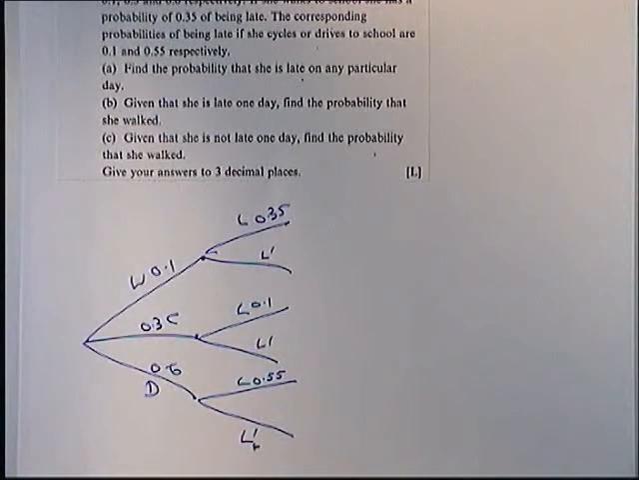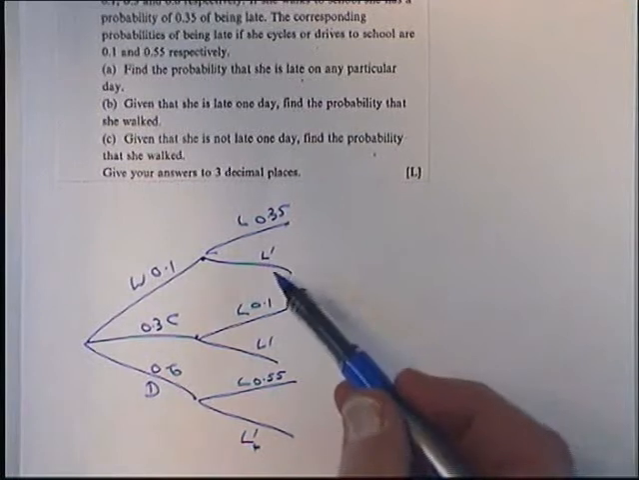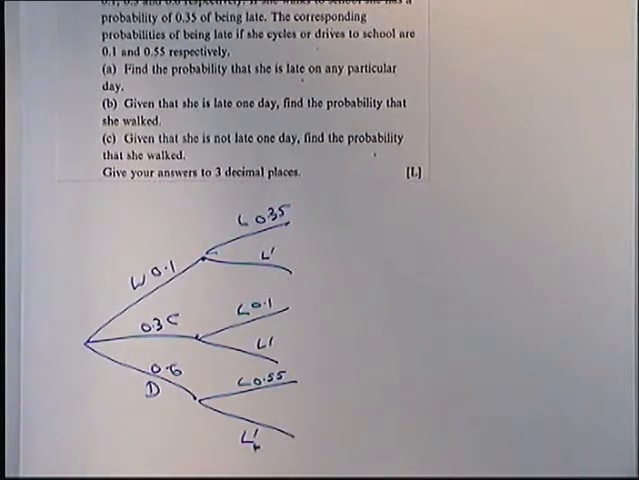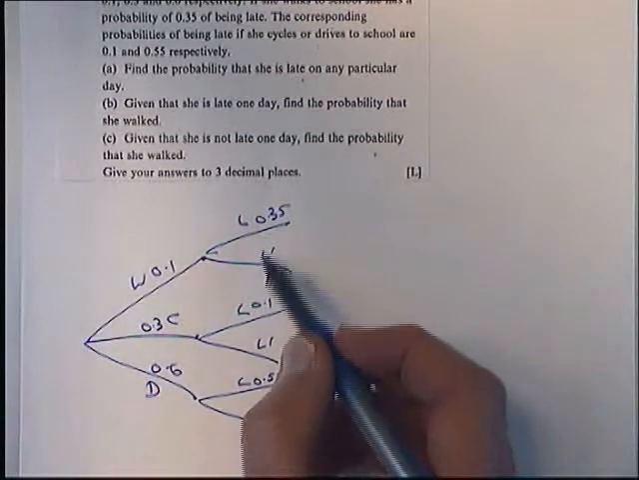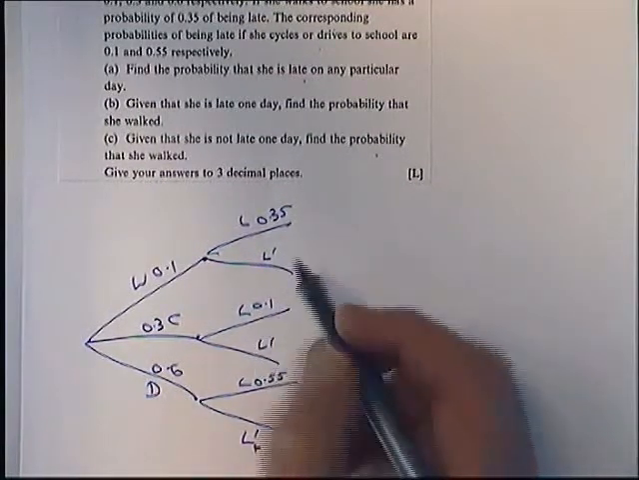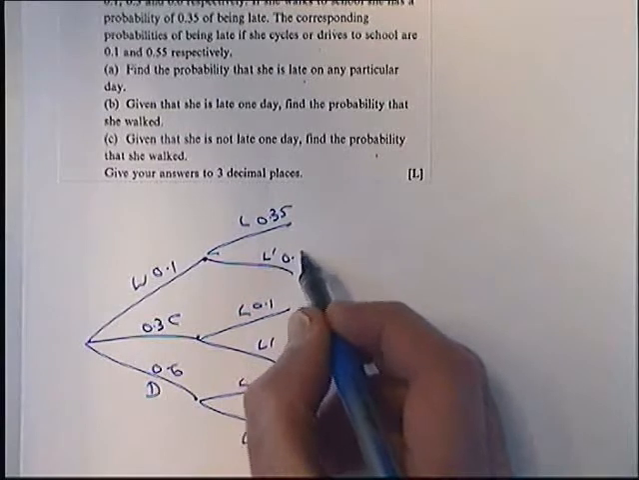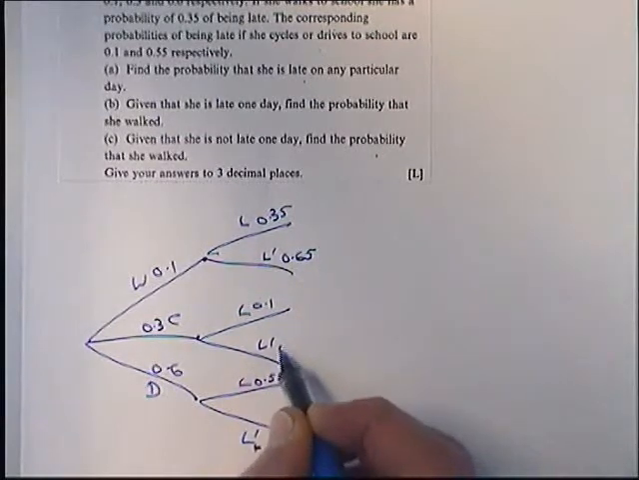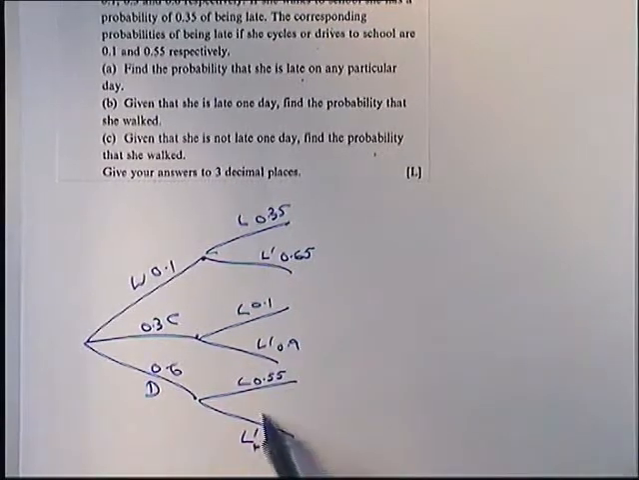How can I find all the missing probabilities on the L dash lines? How can I work those out? They all need to add up to 1. Yeah, these two need to add up to 1, they need to add up to 1. So this one here is 0.65, this one's 0.9, and this one's 0.45.